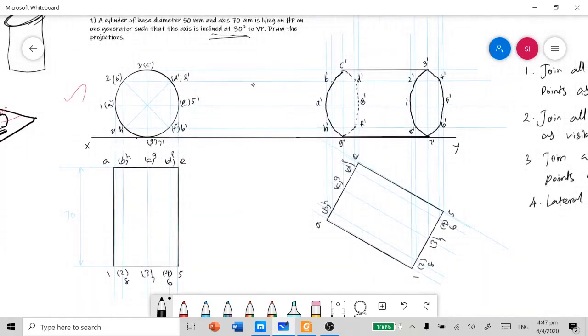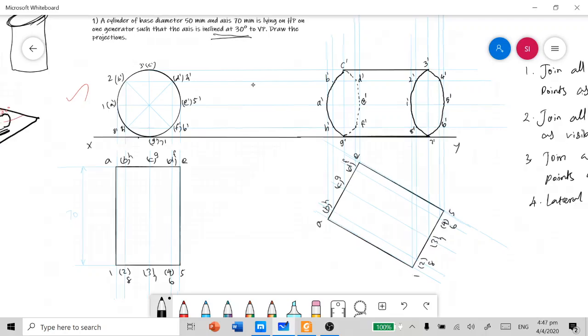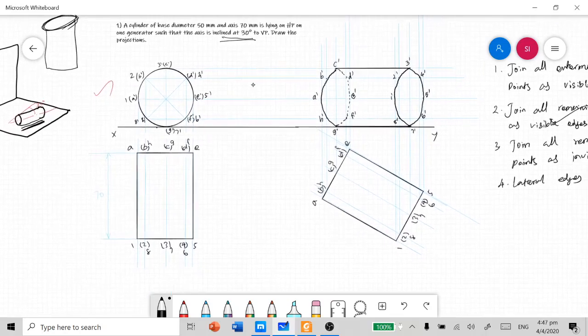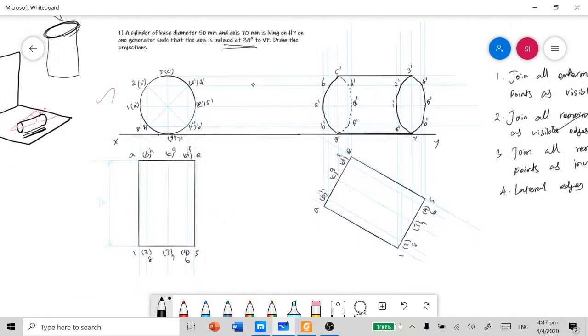This is nothing but the projection of the cylinder when it is lying on the HP by its generator, and the axis inclined at 30 degree to VP and parallel to HP. You can try this answer with your proper tools on paper and bring out the projection. Thank you.